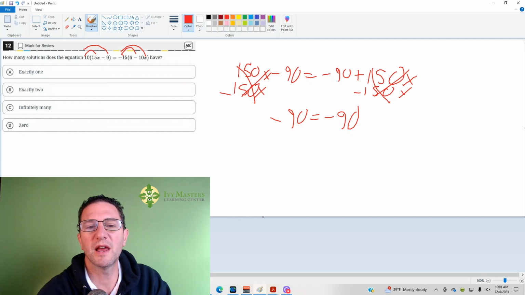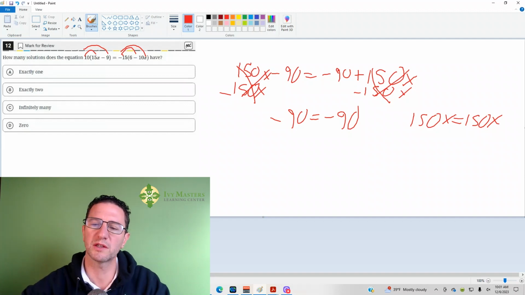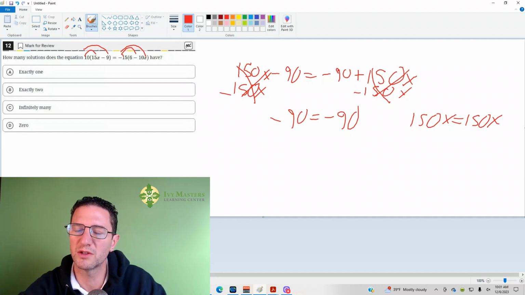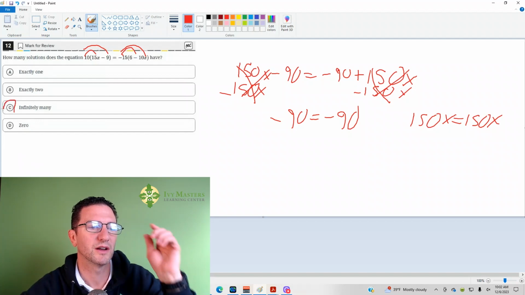And if you added the 90 to both sides, then what you'd have is 150x equals 150x, which is also always true, because if your x is 1, you got 150 equals 150. If your x is 2, you got 300 equals 300. That's what the solution to infinitely many solutions will look like. C is your answer.